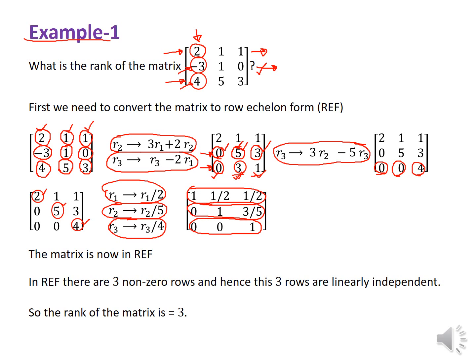So now the matrix is in row echelon form, and in row echelon form there are 3 non-zero rows, so there are 3 linearly independent rows. So since there are 3 non-zero rows, the rank of the matrix will be 3.